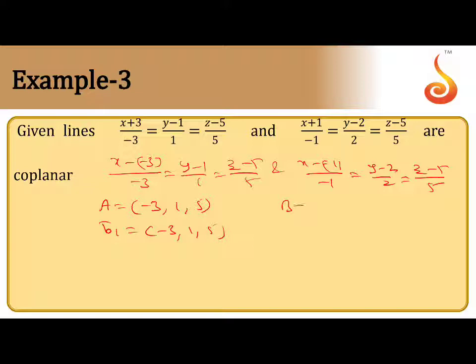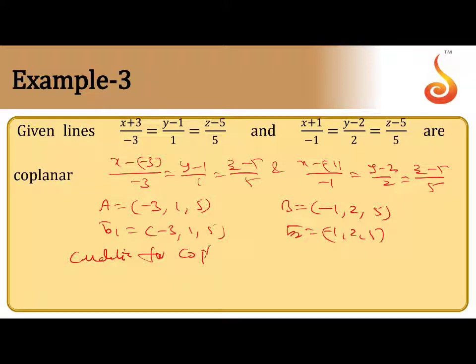So now you can take a point on the second line, minus 1, 2, 5, and the direction ratios b2 bar are minus 1, 2, 5. Point and direction ratios are the same. Okay, so both are coincident here. Doesn't matter. So now what is the condition for coplanar?